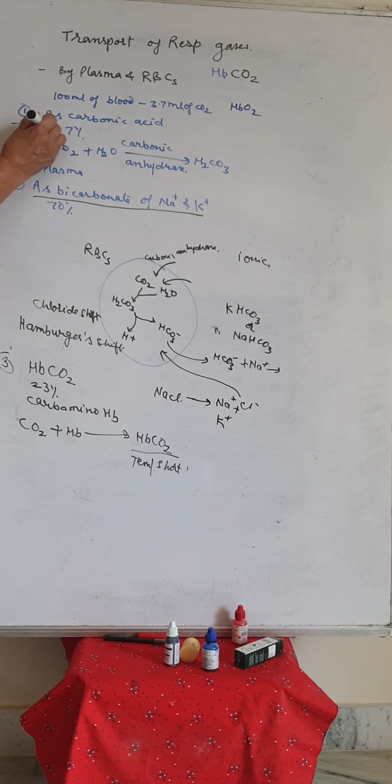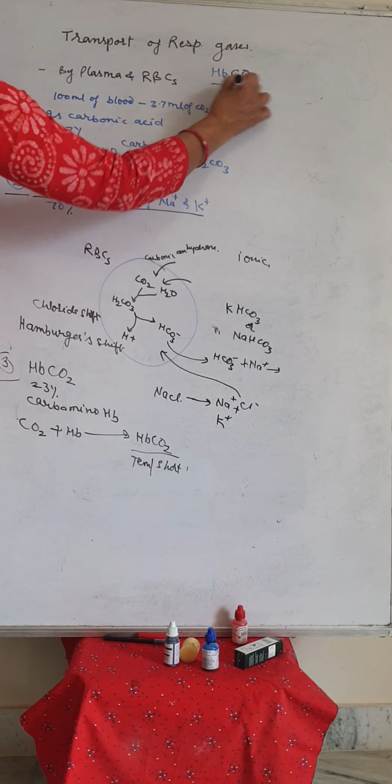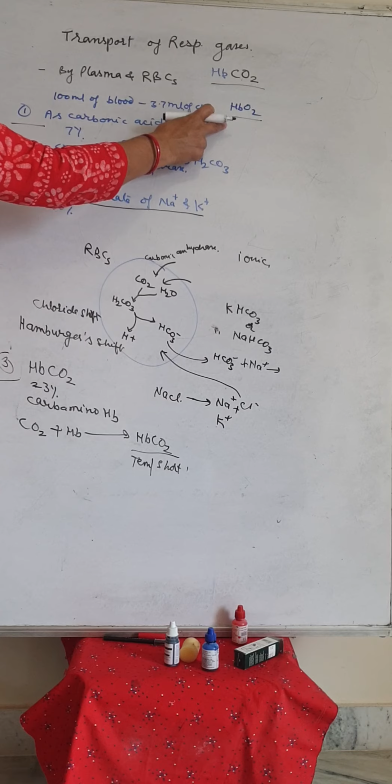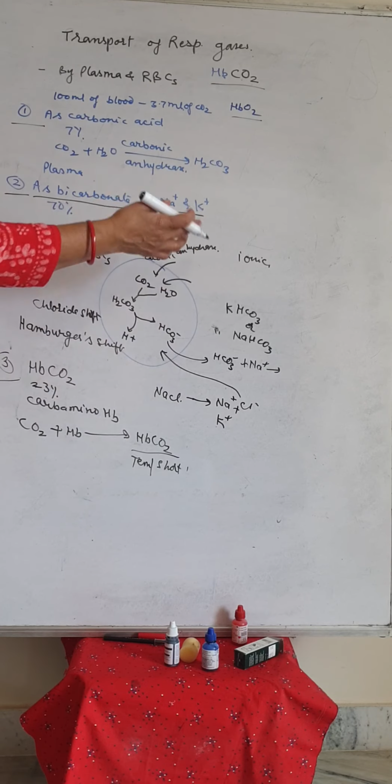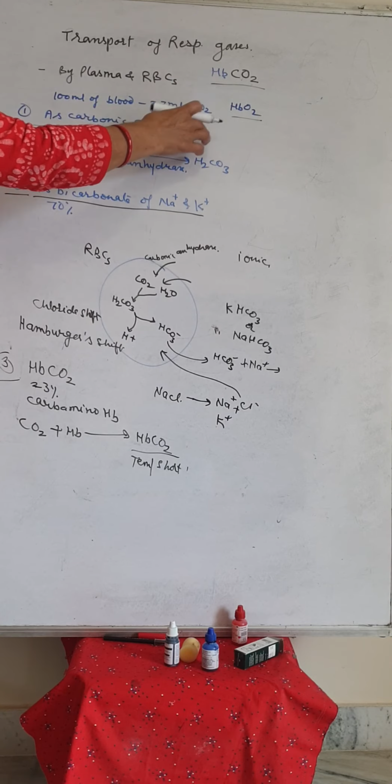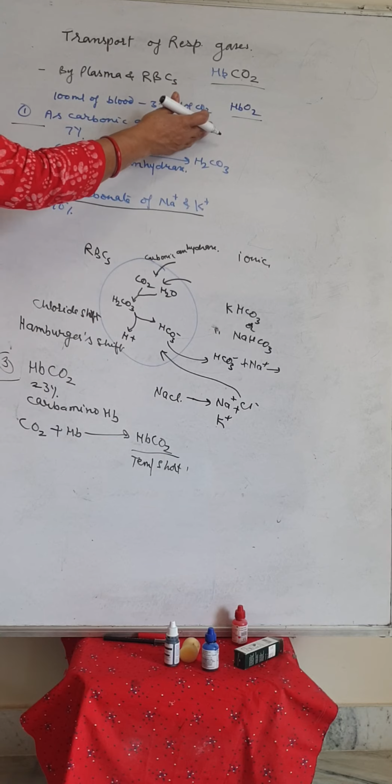So we have discussed the three ways of transportation of carbon dioxide: 7% as carbonic acid, 70% as bicarbonate of sodium and potassium, and the third, 23%, as carbaminohemoglobin. Carbaminohemoglobin and oxyhemoglobin are temporary, short-lived compounds. They can easily dissociate into hemoglobin and oxygen or CO2. How they dissociate, we will discuss.